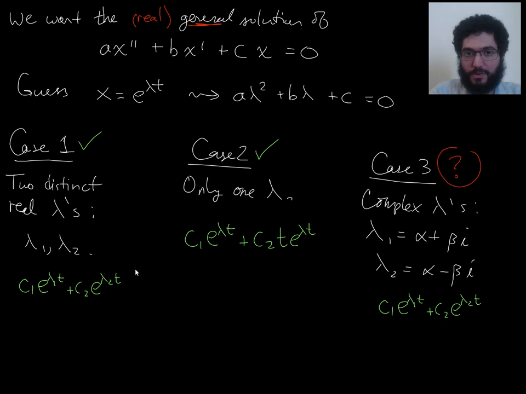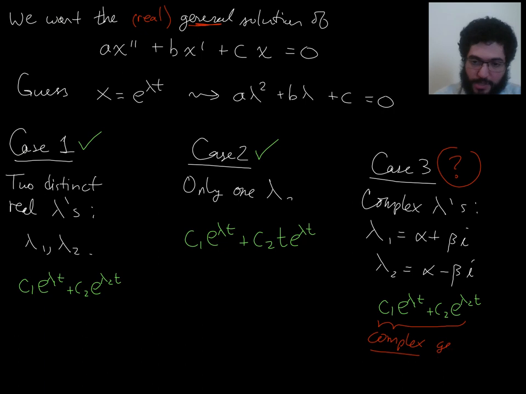Lambda 1 and lambda 2 are distinct in case 3. They're just complex, but they're distinct. And so e to the lambda 1 t and e to the lambda 2 t are linearly independent, and this does give you a general solution. But the problem is that this is a complex, not a real, general solution. And what we want in the end is a real solution.